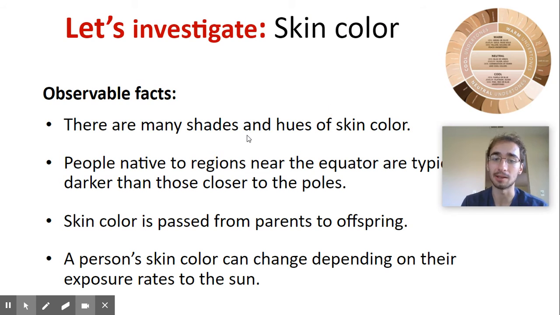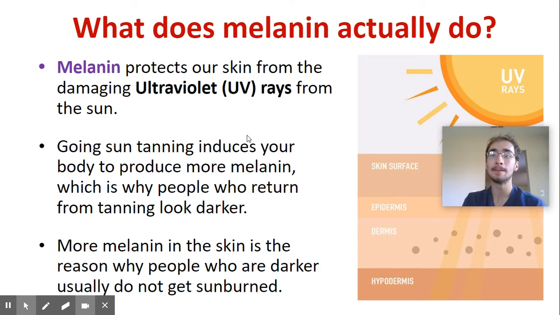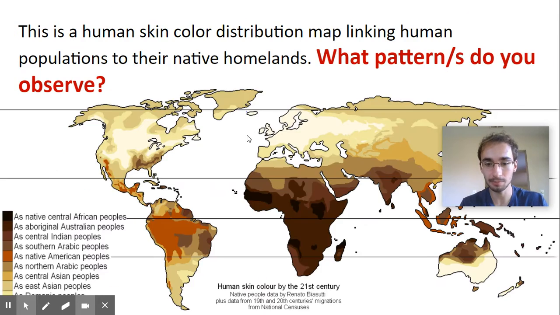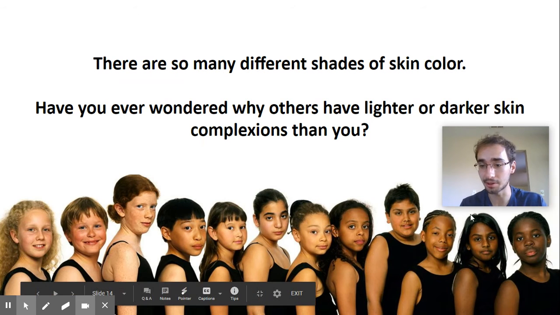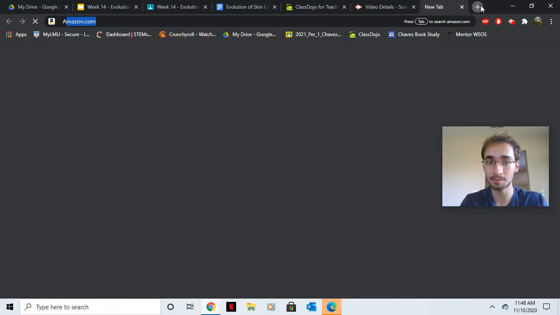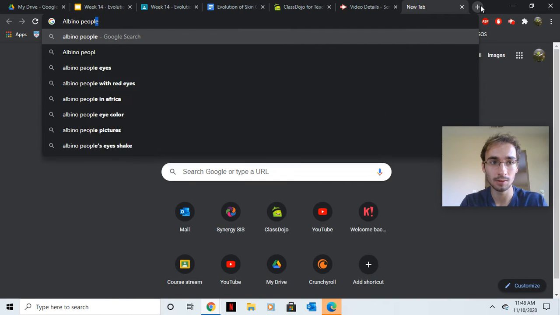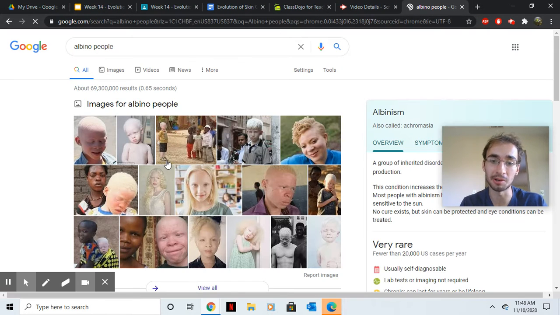Skin color is caused by a few different things, mainly genetics and environment. We're going to go over that a little bit more in a sec. So melanin, what does melanin do? First off, melanin gives you your skin color. People with darker skin have more melanin. People with lighter skin have less melanin. People that are albino have zero melanin. They have very, very light skin.